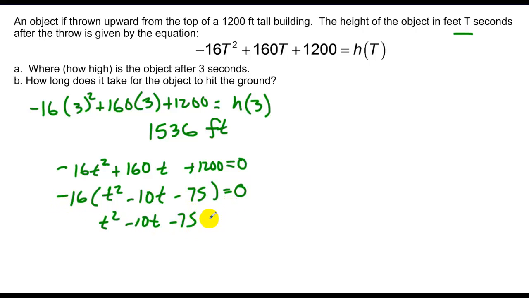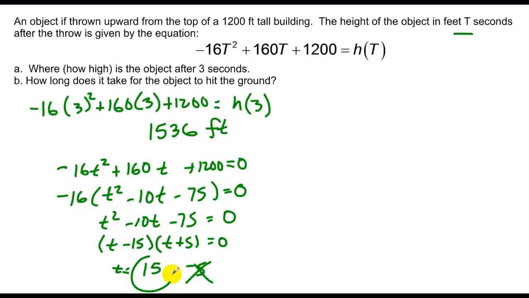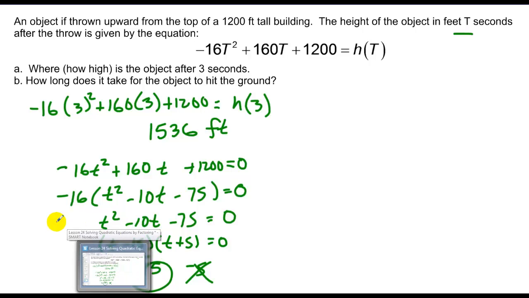16 goes into 0 times. And what multiplies to 75 and gets me 10? That's going to be t minus 15, t plus 5. So I get t equals 15 and negative 5. Makes no sense to have negative 5 seconds. So after 15 seconds, it hits the ground.